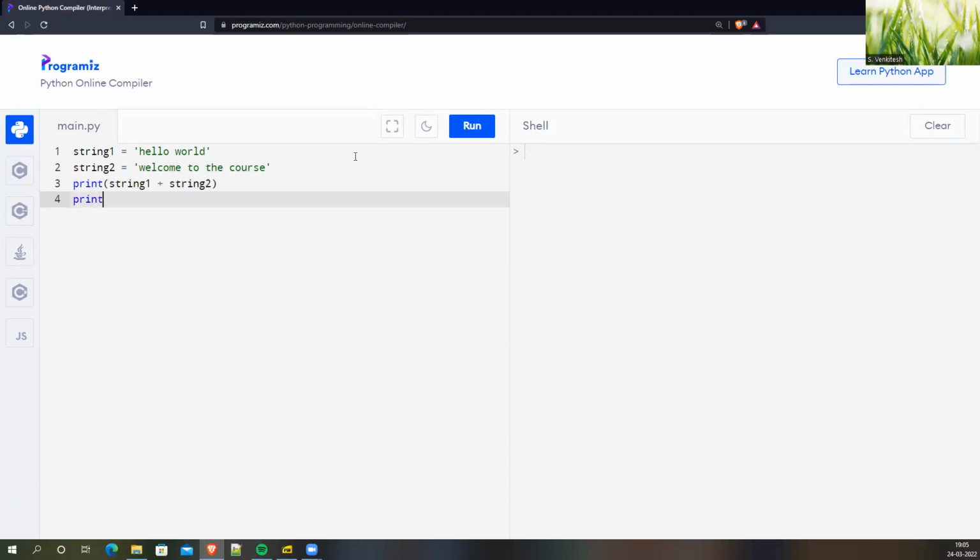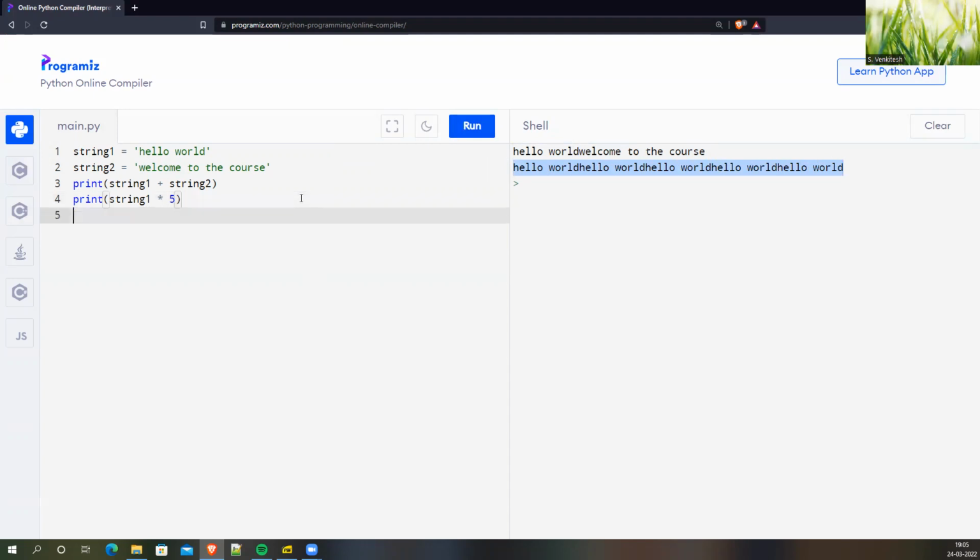And then I say print string1 times 5. I want string1 to repeat 5 times. So now let us see what happens. String1 came as it is. I said plus, and there is no gap in between, no space, so it just showed it as it is. So hello world, welcome to the course. String1 times 5 repeated hello world 5 times.